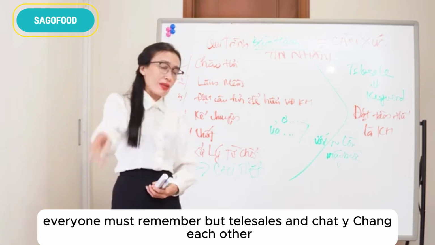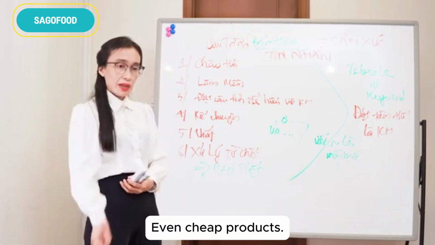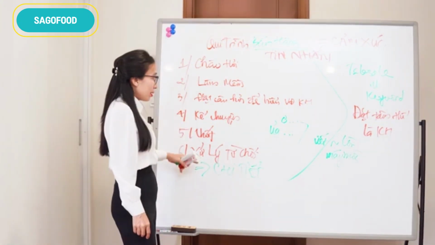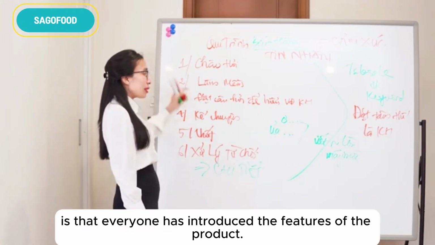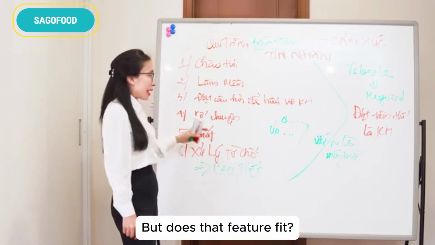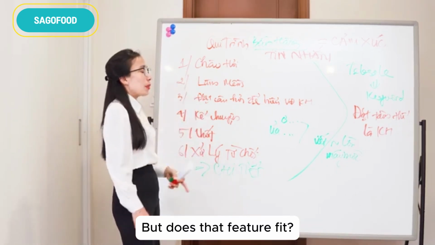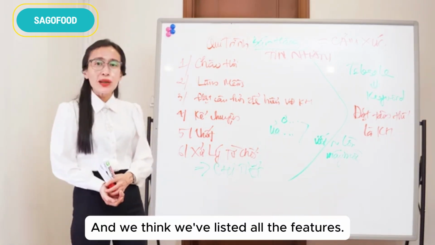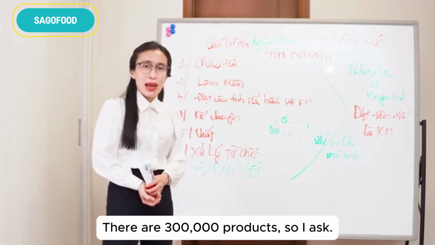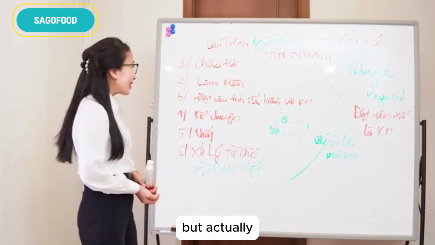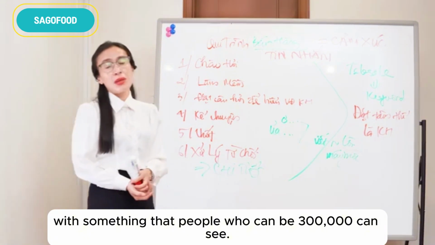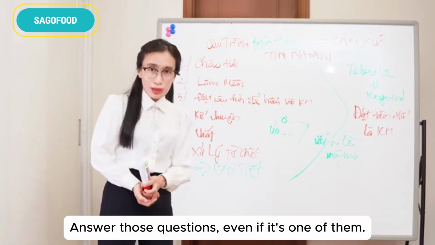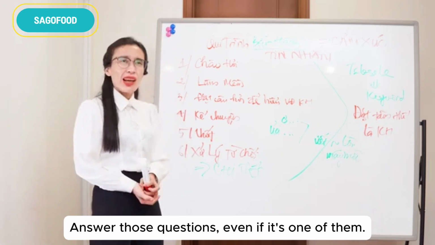Everyone must remember that telesales and chat are white on each other. Even for cheap products, people create a simple process. Don't forget these steps. Sometimes the problem is that everyone has introduced the features of the product. But does that feature fit to meet the customer's needs or not? It's almost as if we're ignoring that, and we think we've listed all the features. There are 300,000 products, so I ask. But actually, with something that people can see, the substance is what they just need. Suggest more sentences. Answer those questions even if it's just one of them.